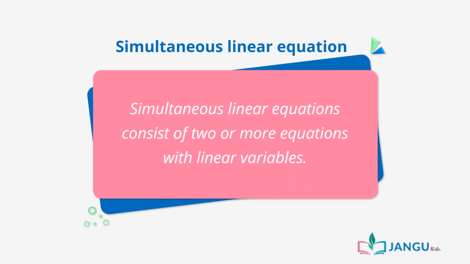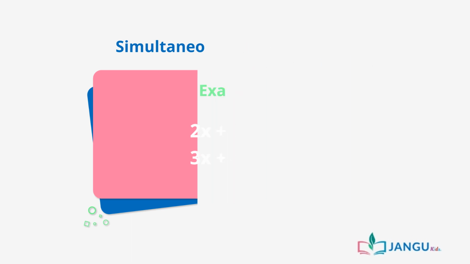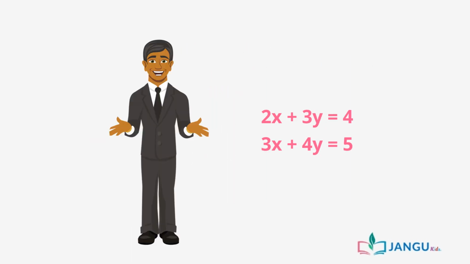Simultaneous linear equations consist of two or more equations with linear variables, the highest power of which is 1, and which represent the same item. For example, the equations 2x plus 3y is equal to 4 and 3x plus 4y is equal to 5. If x represents the same thing in both equations, and y represents the same thing in both equations, then both equations refer to the same context. In order to solve the problem, we must find values for the variables that make both statements true.